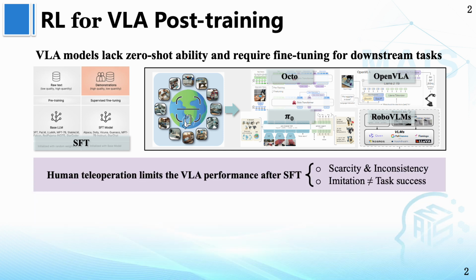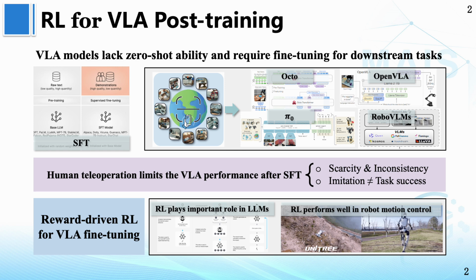Firstly, the data often comes from human teleoperation, which is expensive and inconsistent. While we assume human demos are high quality, they actually vary a lot between operators, or even the same person at different times. Secondly, supervised fine-tuning trains the model to imitate what is in the dataset, but this doesn't always lead to task success. The policy may still fail when things go off script or get disturbed.